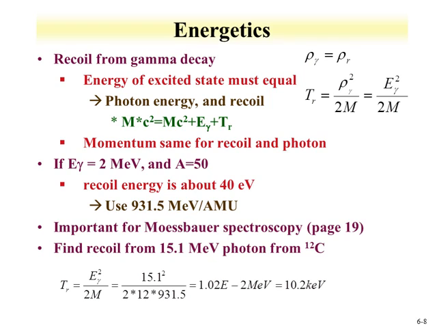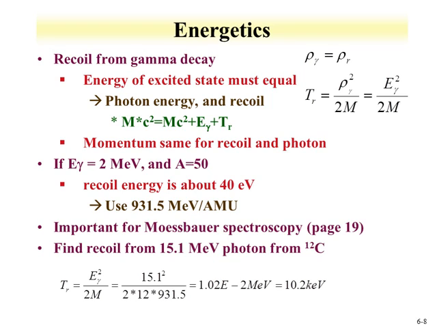Now, similar to alpha and beta decay, recoil occurs from gamma decay. We can have equations that describe the recoil. The recoil energy is listed here. A simple equation is that the recoil energy is equal to the square of the gamma decay energy divided by twice the mass. This energy is in MeV.